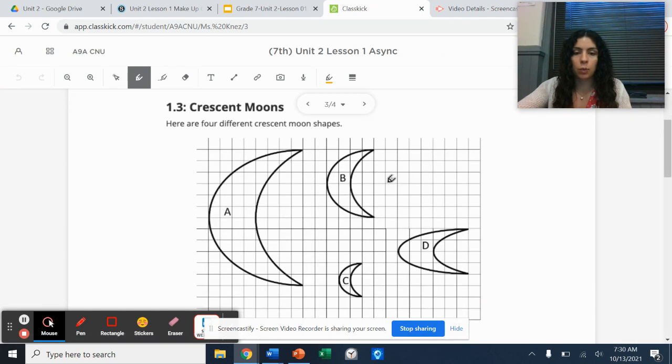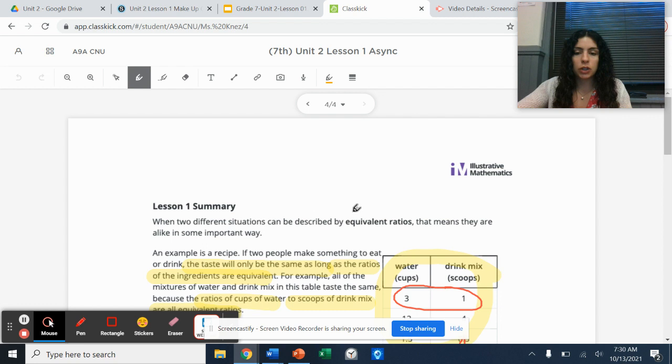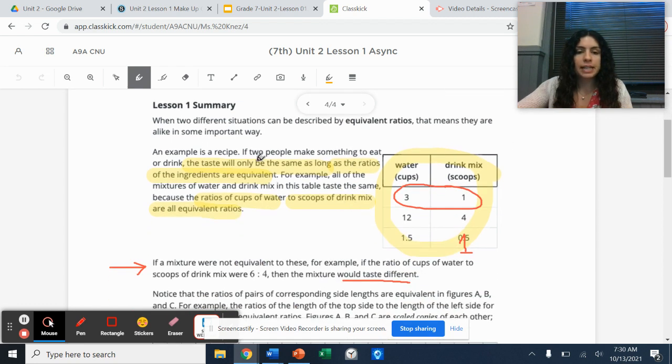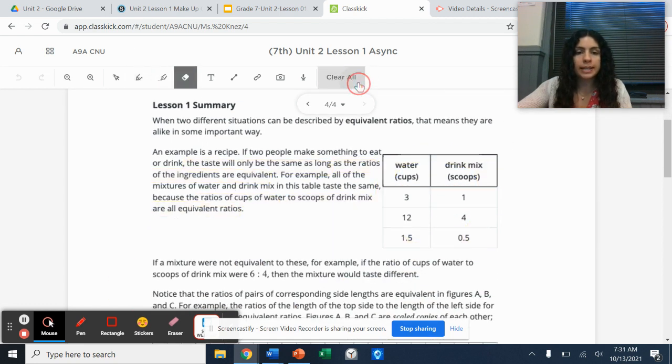Now, on Class Kick, we're going to skip slide 1.3 and just take a look at the summary. The summary says, when 2 different situations can be described by equivalent ratios, let me get my highlighter. Equivalent ratios, that means they're alike in some important way. So for an example, a recipe. If 2 people make something to eat or drink, the taste will only be the same as long as the ratios of the ingredients are equivalent.